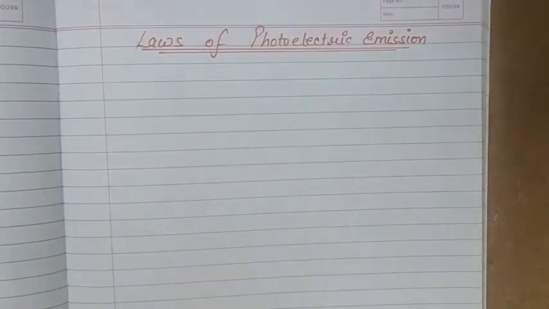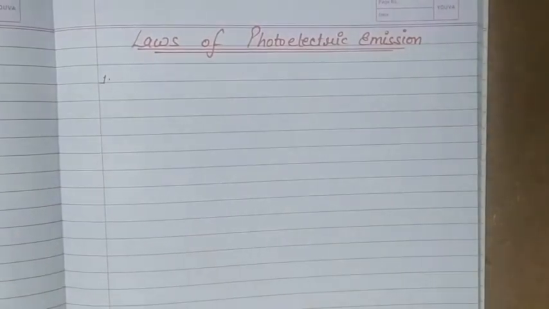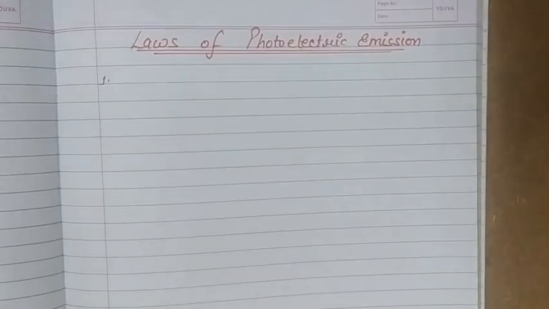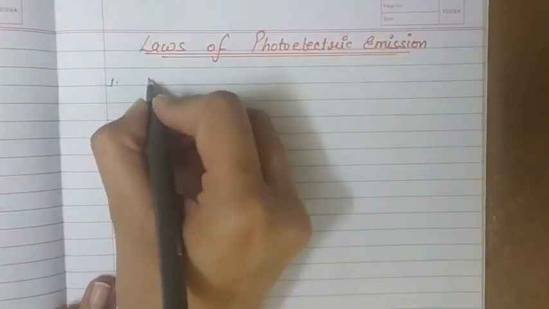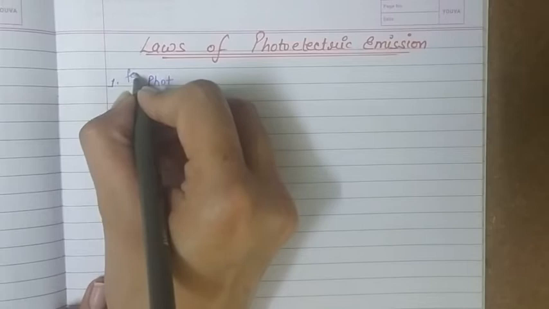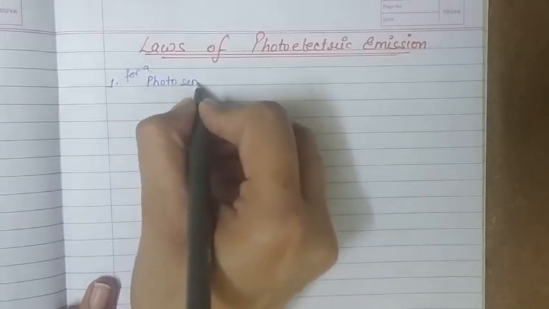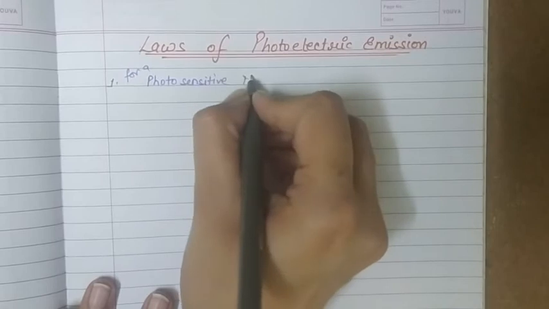The first law is that for a given photosensitive metal or material, if the frequency of incident radiation is above the threshold frequency, then the photoelectric current that we are getting is directly proportional to the intensity of light, and the saturation current is directly proportional to the intensity of incident radiation. So the first law is for a photosensitive material or a metal.